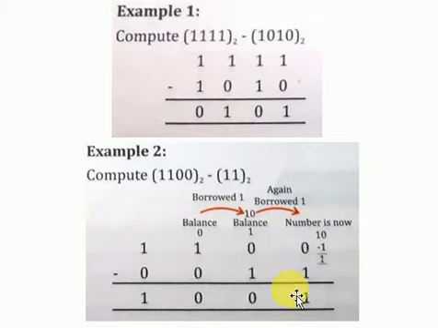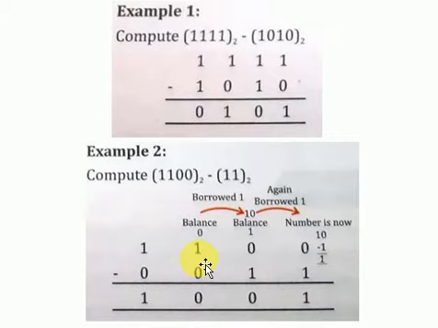I am writing 1100 and 0011. Now I am subtracting 1 from 0. So what should I do? I have to take a borrow from the next digit. Here it is also 0, so I have to go to the next one also.